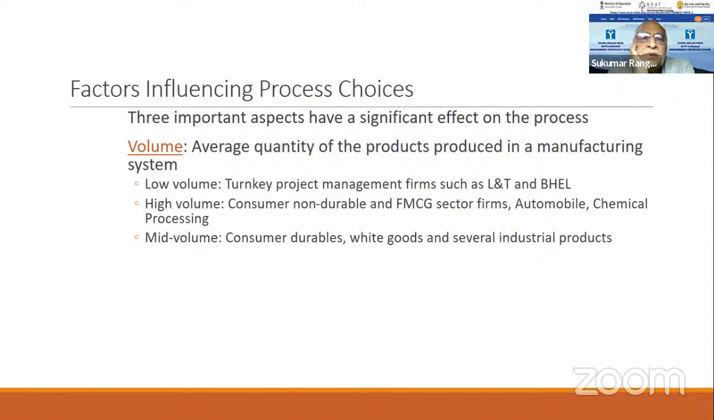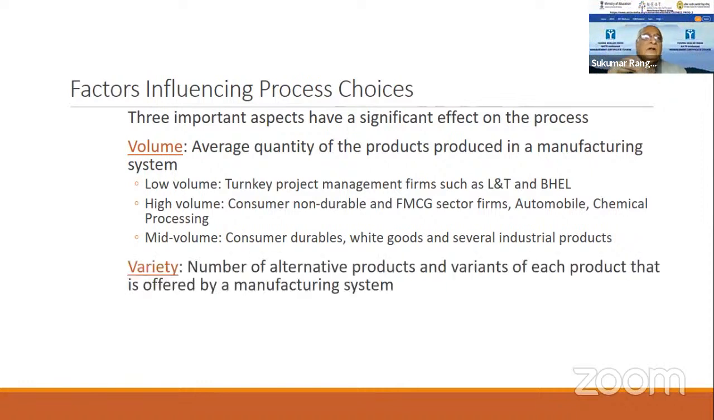And you have mid-volume, certain white goods which we see. The volumes are not very high, but at the same time it is semi-mass produced goods. And many of the B2B industrial products come under this category. So one was the volume we saw, either low volume, high volume, or mid volume.